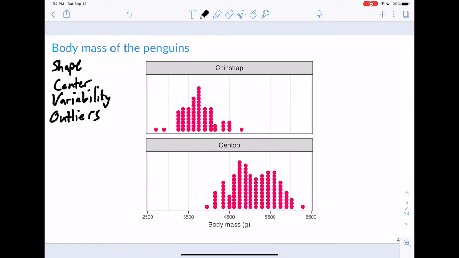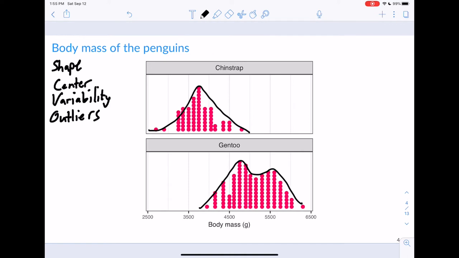So let's begin by looking at the shape. If I look at the shape of both of these distributions, they look to be roughly the same. The chinstrap one looks to be more or less symmetric, right? It possibly looks like it could be bell-shaped. The Gentoo one also could be bell-shaped. It could also be considered symmetric, but it may also be considered to have these two humps. We can maybe see two humps there, and for the chinstrap, maybe we don't really.